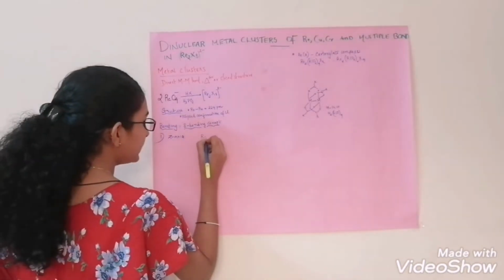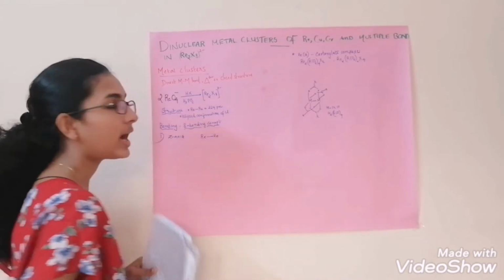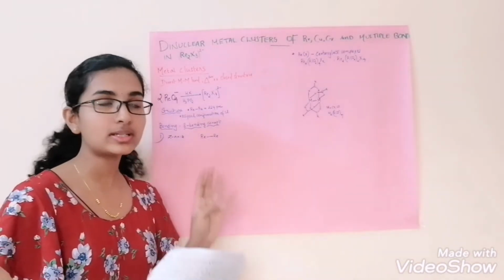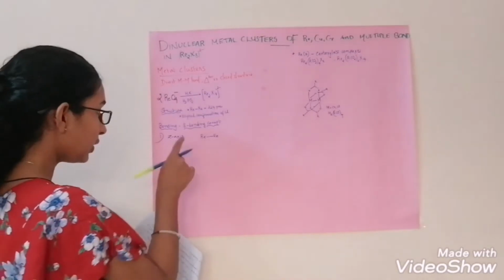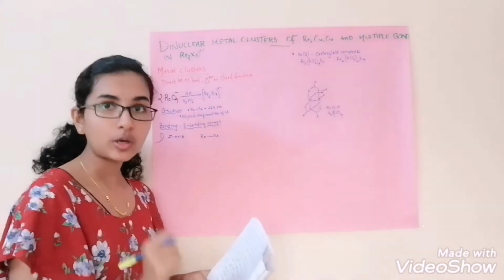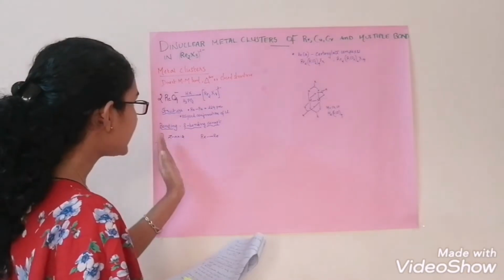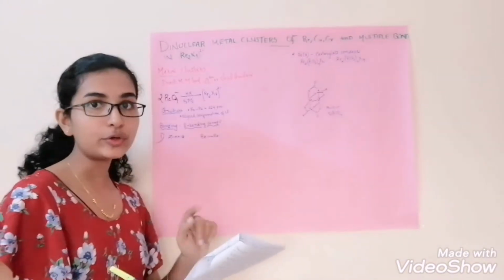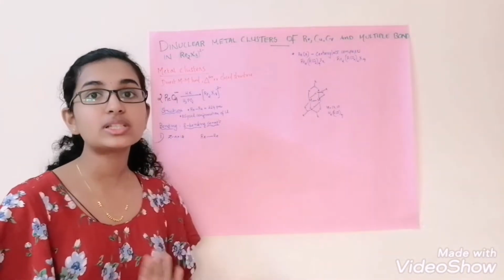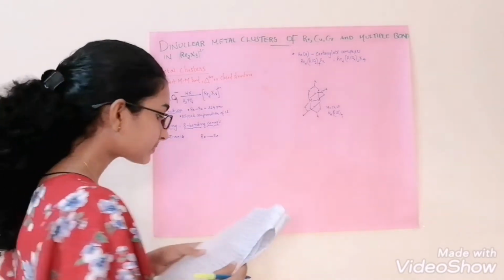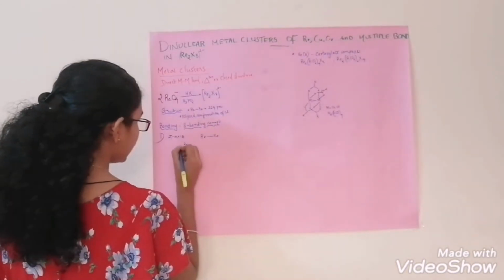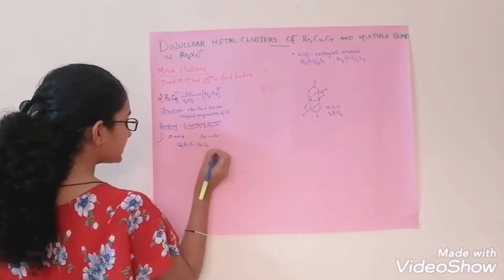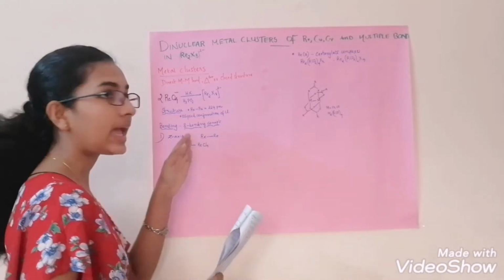So this line joining Re-Re is taken as the Z-axis, and each Re is bonded to 4 chlorine atoms. So ReCl4, the Z-axis is a line joining the two metals, and each rhenium is bonded to 4 chlorine atoms that are almost in a square planar arrangement. So ReCl4, ReCl4, and here a delta bond is formed between Re and Re.